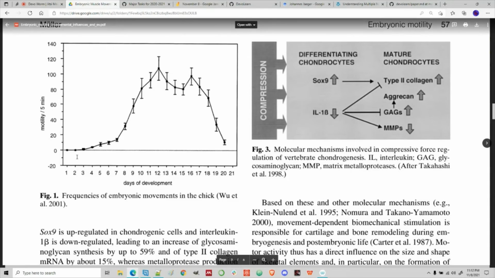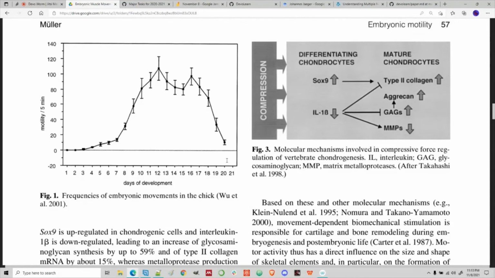So you can see the frequency of embryonic movements in the chick over days of development. You can see that there's this period towards the middle end, maybe two-thirds of the way through development, where it maximizes, and then it decreases towards the end of development. So this is the pattern that they were talking about earlier, where you have a large number of movements and then a smaller number of movements. You get this increase to a maximum at day 12, and then another local maximum at day 16, and then it decreases.